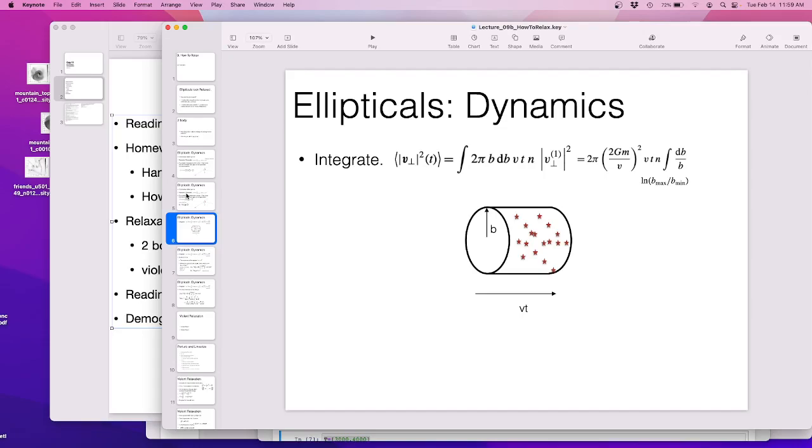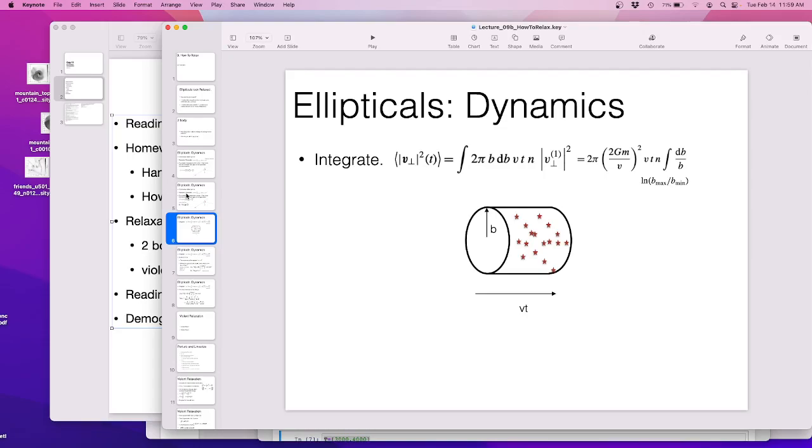So okay, we got to call this b lower. We'll call this b high. So the integral of 1 over b is just log b. So the average v perp squared is equal to v times delta t times n times 2 pi G m over v squared. That'll simplify in a second.